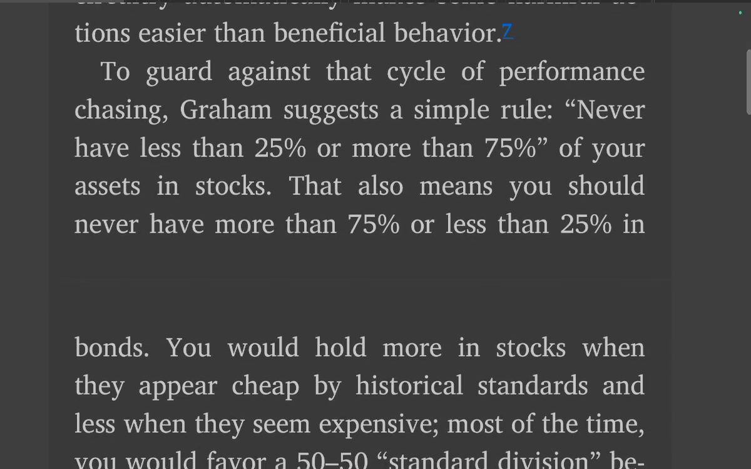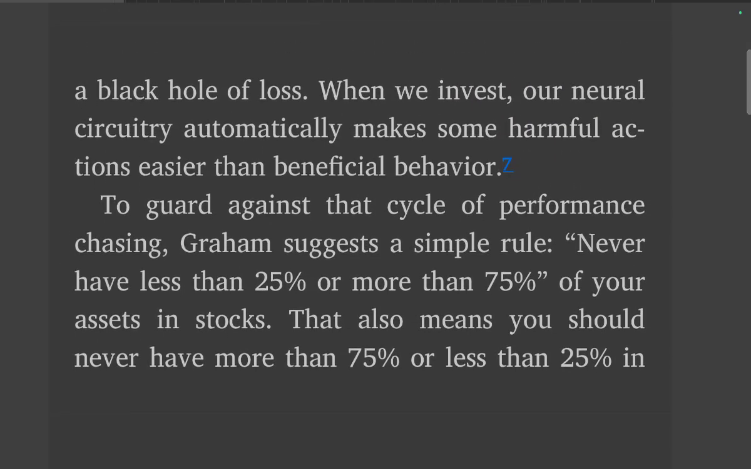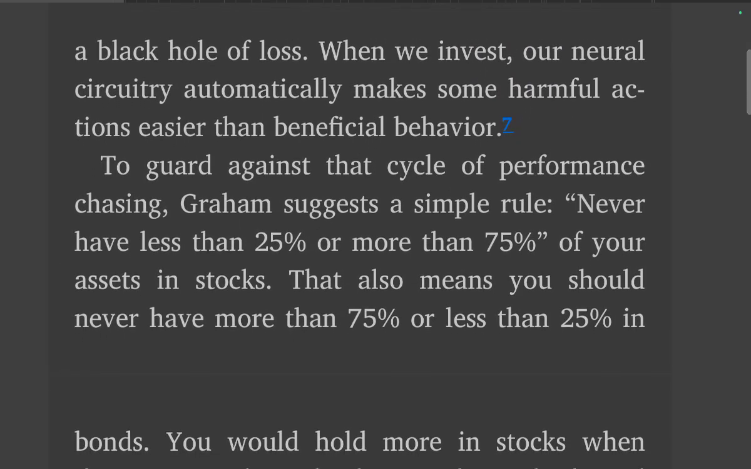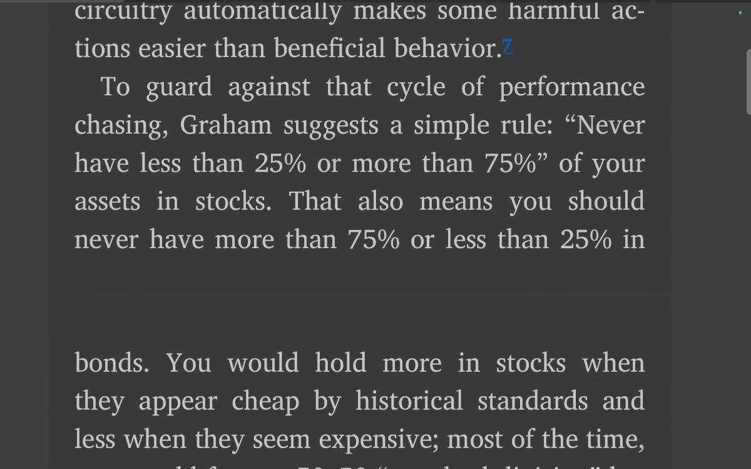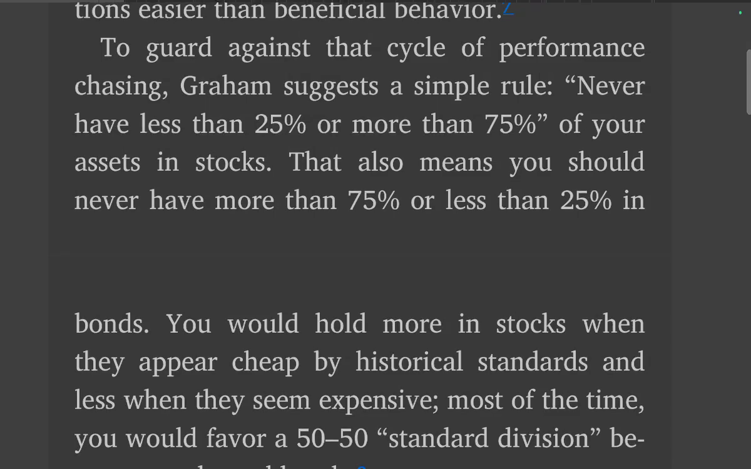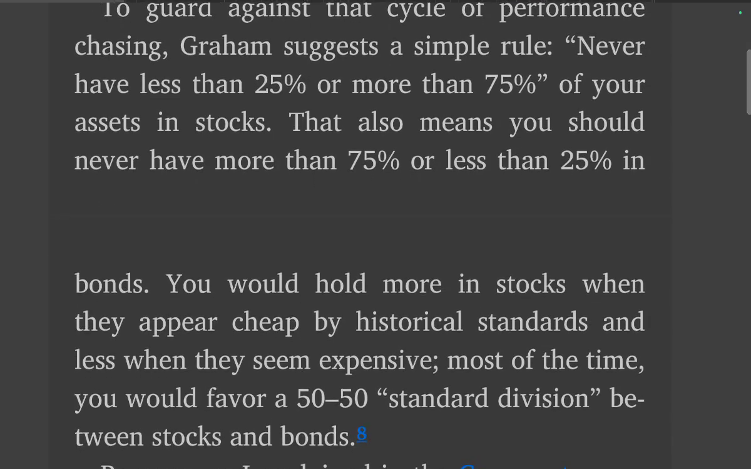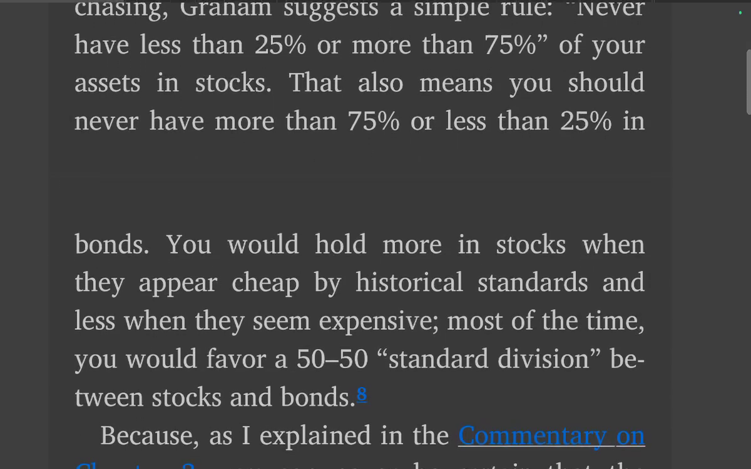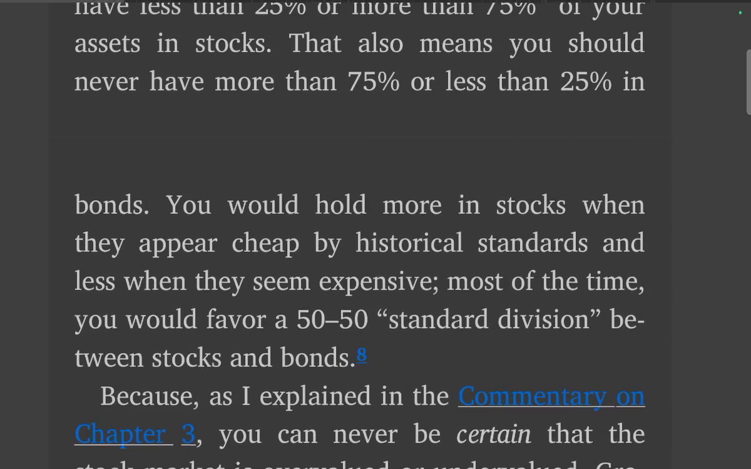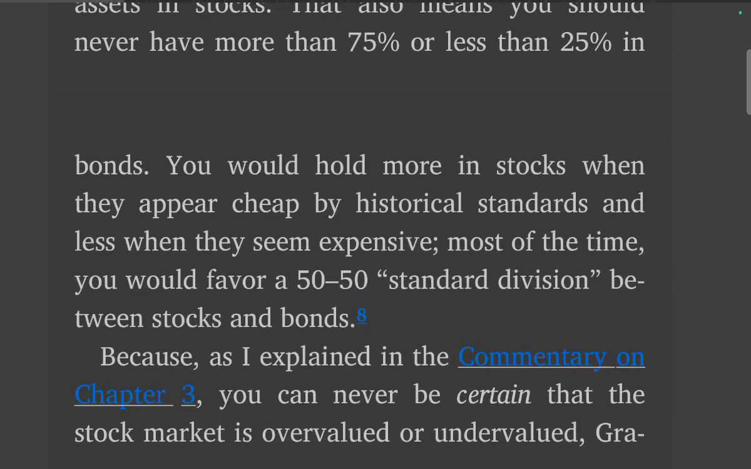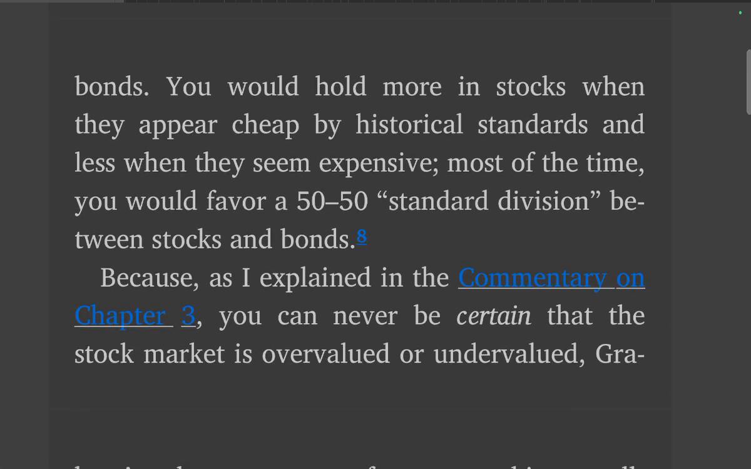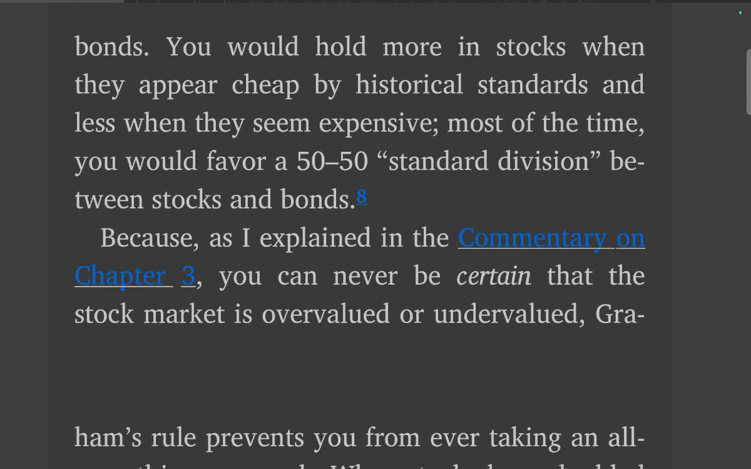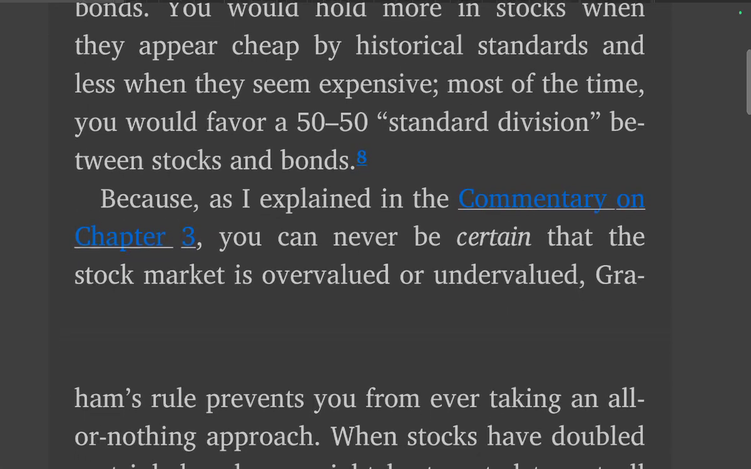To guard against the cycle of performance chasing, Graham suggests a simple rule: never have less than 25% or more than 75% of your assets in stocks. That also means you should never have more than 75% or less than 25% in bonds. You should hold more in stocks when they appear cheap by historical standards, and less when they seem expensive. Most of the time, you should favor a 50% standard division between stocks and bonds.